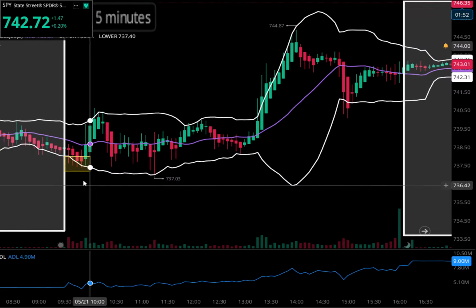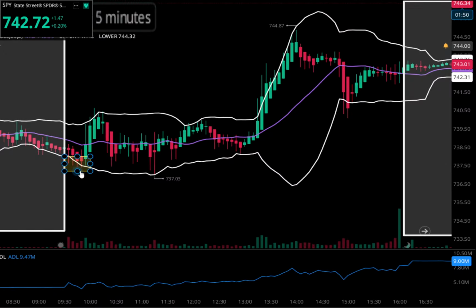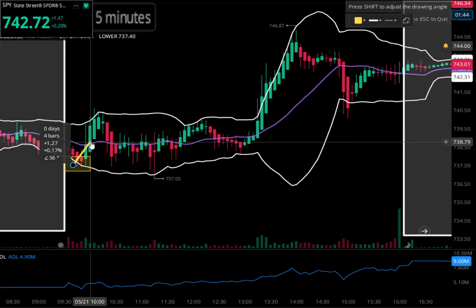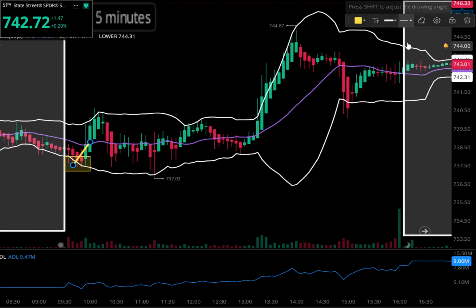We had a call entry there. As you can see, it's below the lower Bollinger. That means we take calls. Where do we take those calls to? The 20 mile.